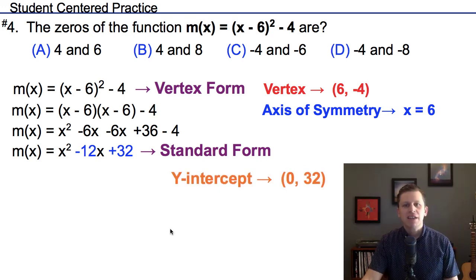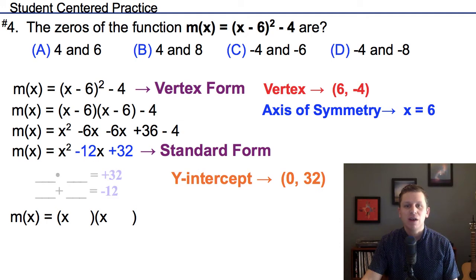Let's take m of x and change it from standard form to factored form. Because it is a trinomial that factors, I know it's going to look like this. Now all we have to do is find the two numbers that go in the blanks, and those should multiply to 32 and add to negative 12.